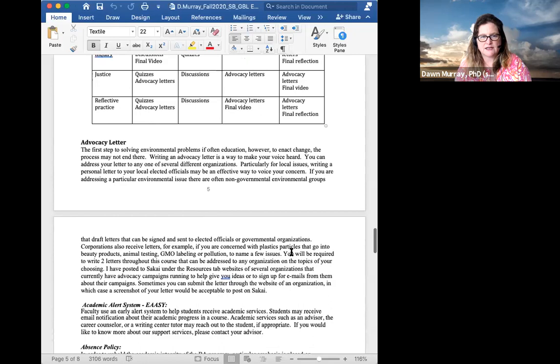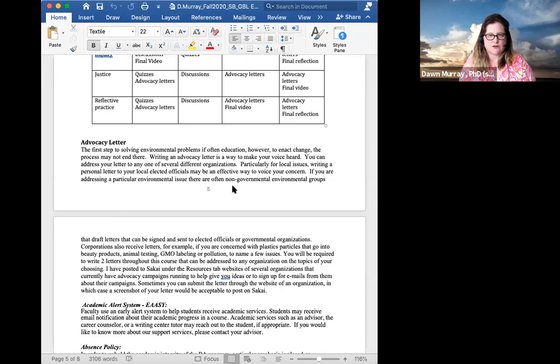So you can see where I'm looking for you to shine in each of the core purposes. Your advocacy letter is the first step to solving an environmental problem. It's often education, how to enact change, and the process doesn't end here. So what you would want to do is you could look at the Sierra Club, you could look at Greenpeace, you can look at websites like that, and there's generally a take action section, and you can find things that you can start signing your name to, and that counts as well. It doesn't have to be something that you write from scratch to a senator, let's say. It could be something through a website.